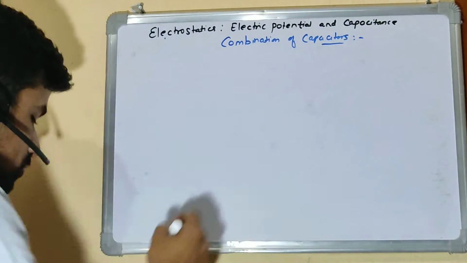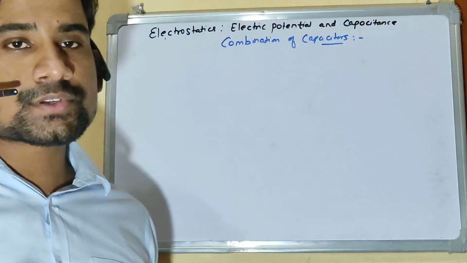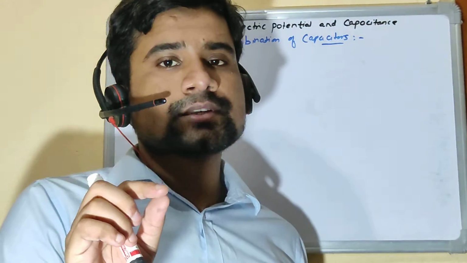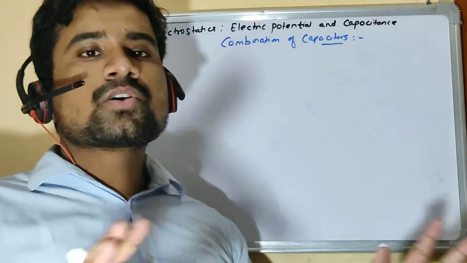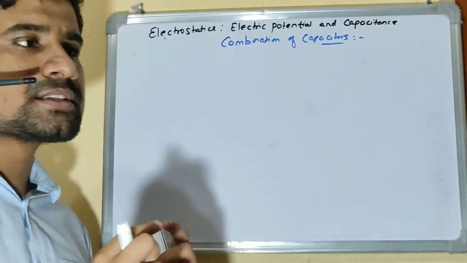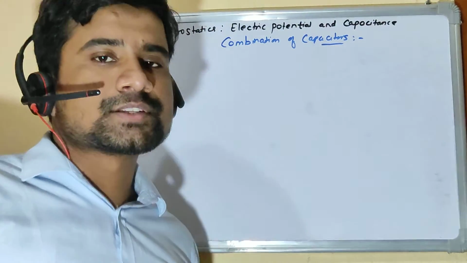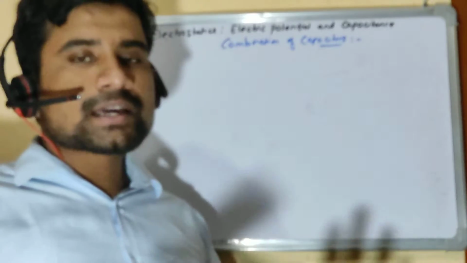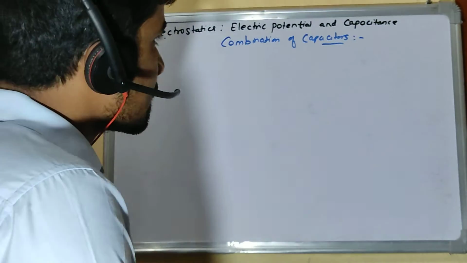If you see practical applications, even in phones or anywhere, or the condensers in a fan, the capacitors are generally used in combination form. Not one standalone capacitor will be there in any application. You will see a system of capacitors placed together. So capacitors can be connected in two different ways, which you would have studied for resistors as well.